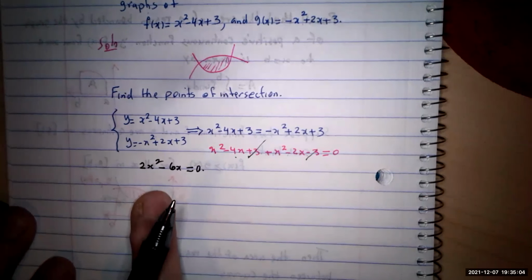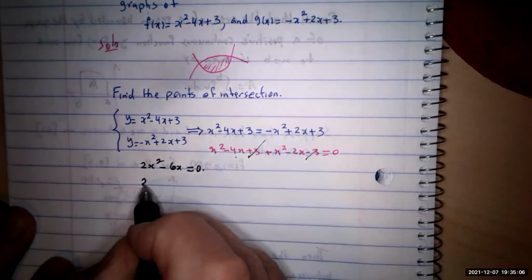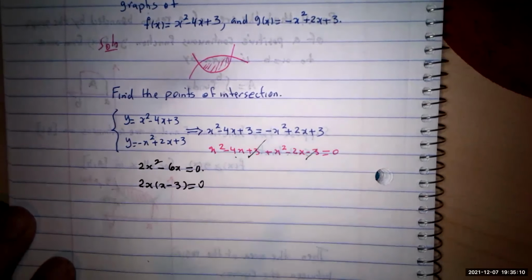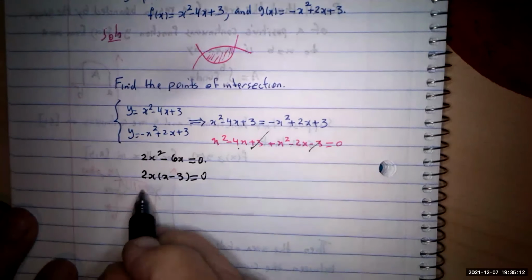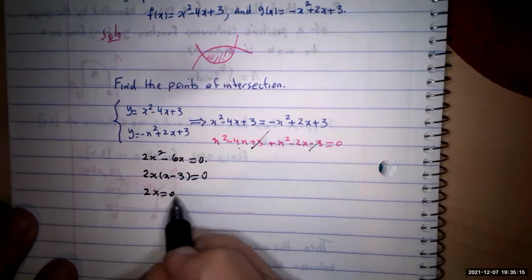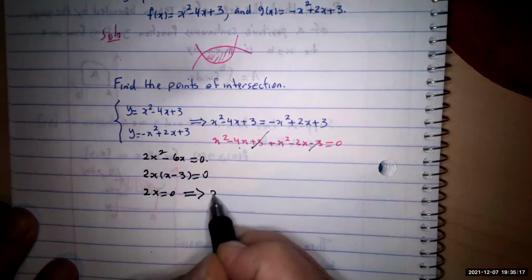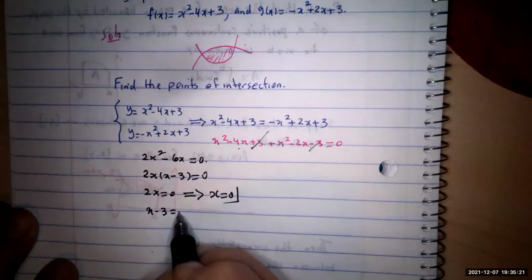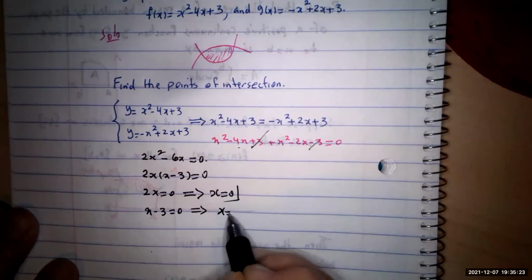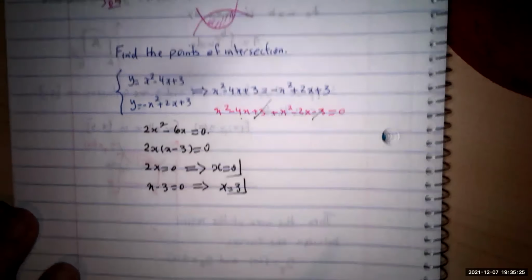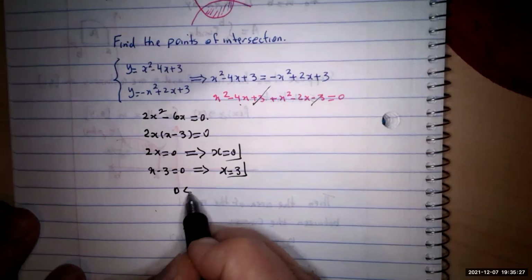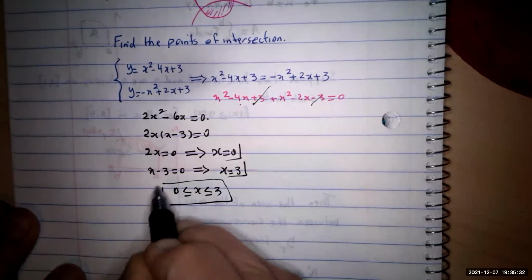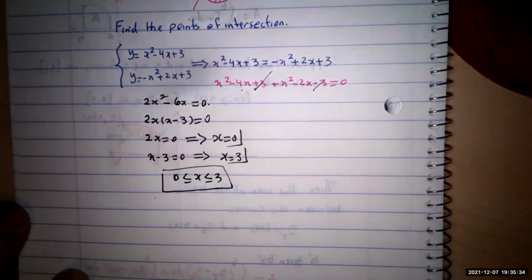Then factor out the 2x, so that gives us 2x times (x minus 3) equal to 0. We have two solutions. Okay, 2x equal to 0 gives you x equal to 0, one solution. And x minus 3 equal to 0 gives you x equal to 3. So you are going to integrate from 0 to 3. You see, that gives you the limits of integration. Any questions?